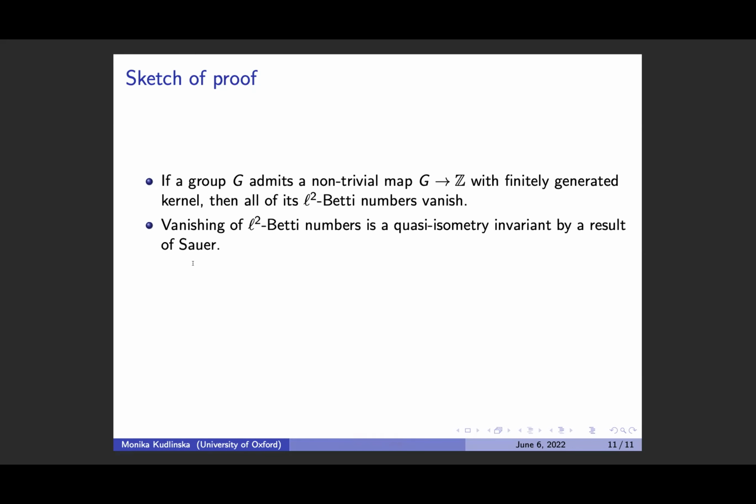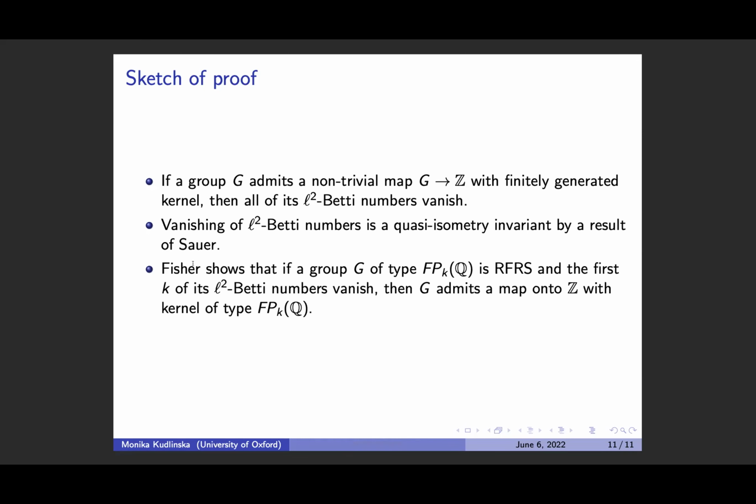And vanishing of L2 Betti numbers is a QI invariant. So the property of all the L2 Betti numbers vanishing is an invariant of quasi-isometry. If one group satisfies this property and you have another group that's quasi-isometric to that group, then that group also satisfies this property. So always QI invariants, you look for them in order to prove some QI rigidity type results. Okay, so now we have this QI invariant.